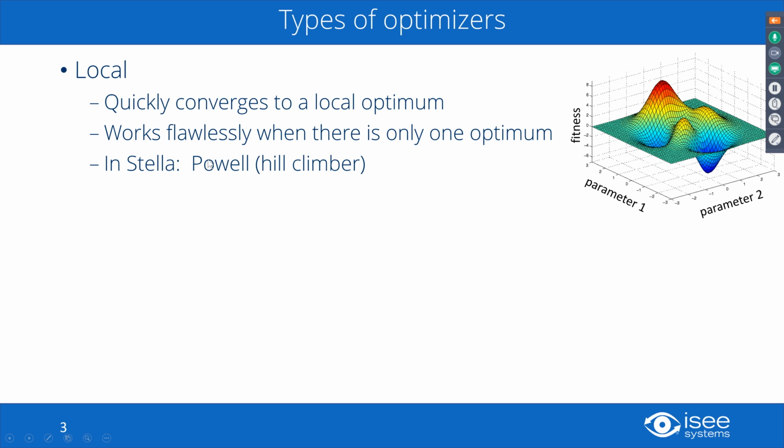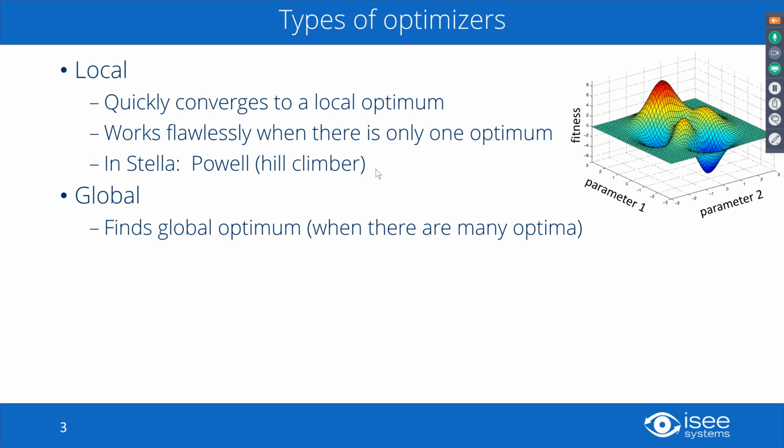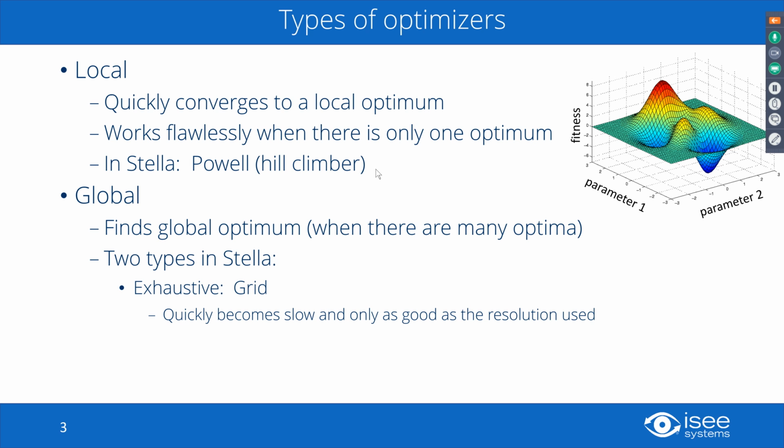So we do support this in Stella. We have Powell. It's a hill climber. It's very efficient. It's very fast. Works great. But you have to be careful. It may not find the global optimum. There are also global optimizers that, by their name, try to find the global optimum. We have two types of those in Stella.